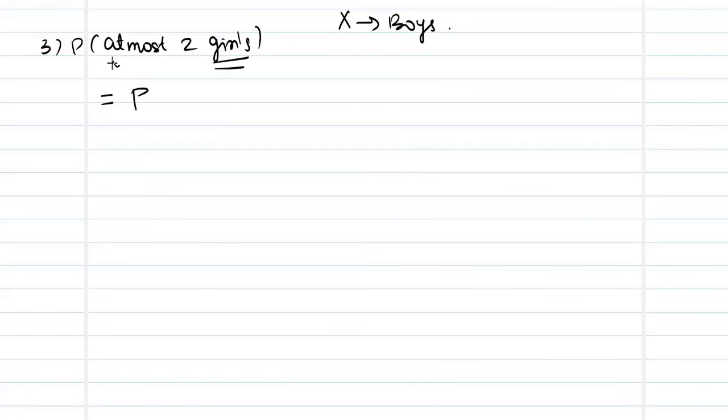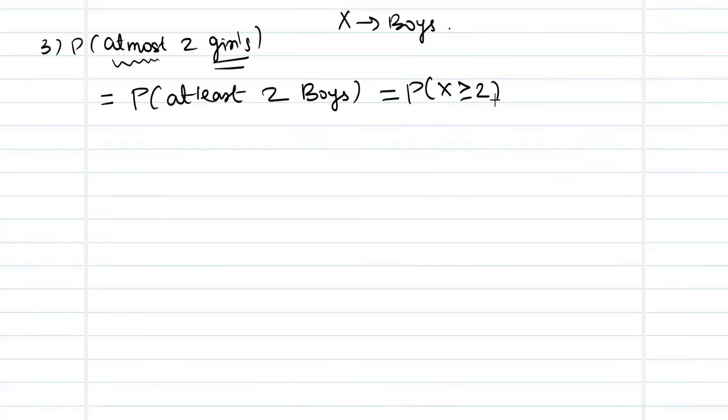What will be the complement? Wherever you have at most, change it as at least. So when you change this at most as at least, then the 2 girls will become equal to 2 boys. So the probability of at most 2 girls is the same as probability of at least 2 boys. So what is the probability of at least 2 boys? 2 or more than 2 boys. So this will be 2 boys, 2 girls, 3 boys, 1 girl, or it can be all the 4 can be boys. So now this is the case that probability of x equal to 2, this is the probability of x equal to 3, and this is the case probability of x equal to 4.